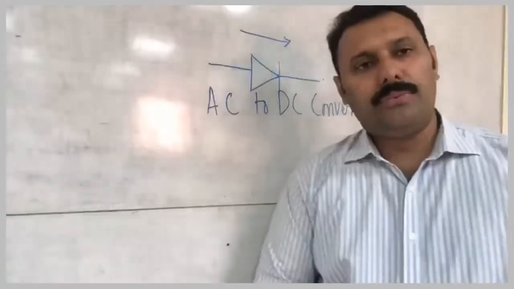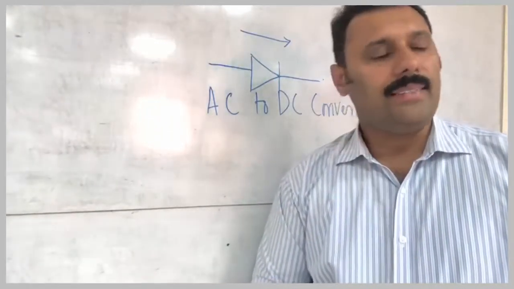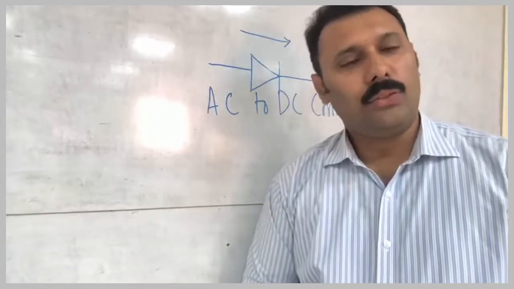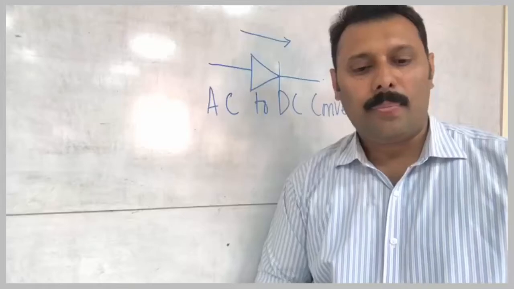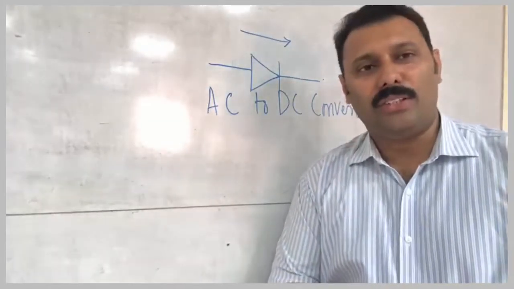Now the process of converting the AC signal into DC voltage is known as rectification, and the circuit which is used for this process, rectification, is known as a rectifier circuit.